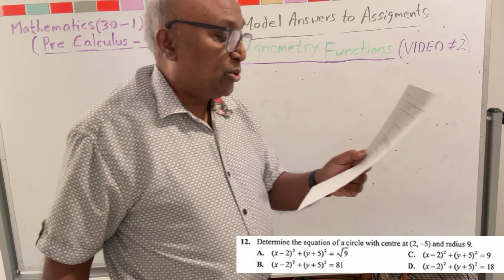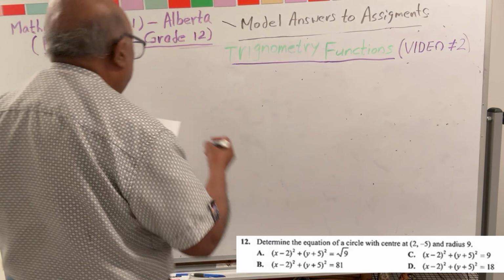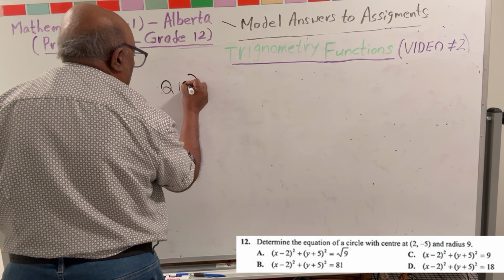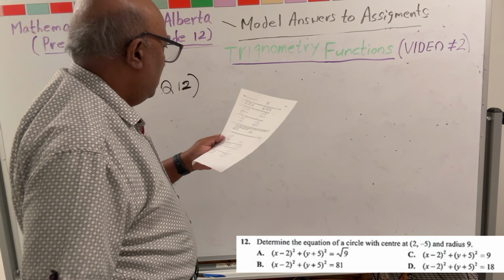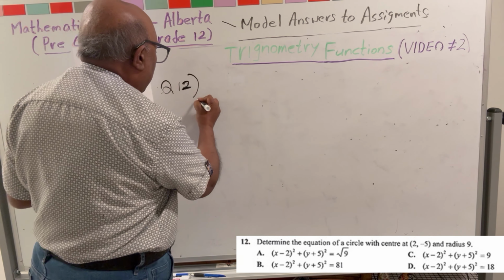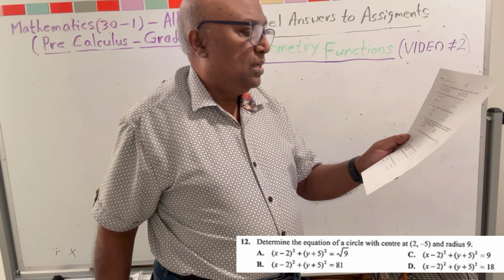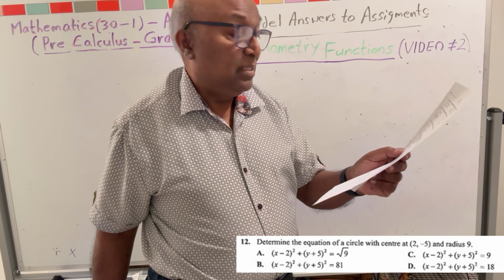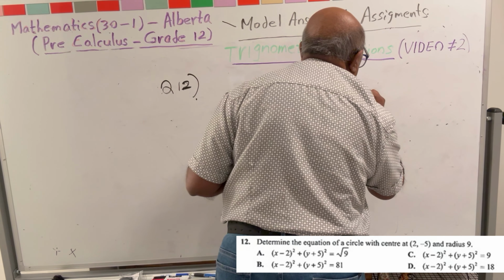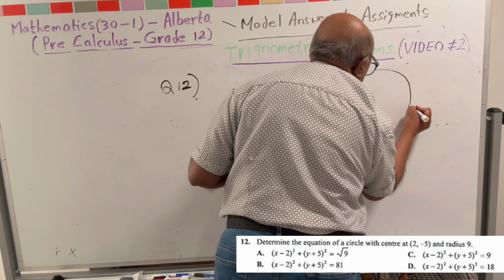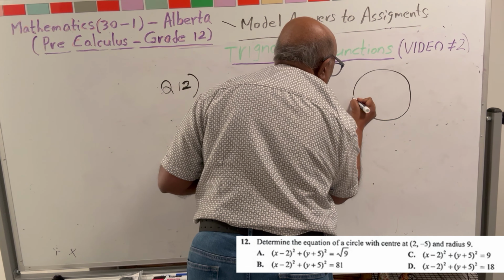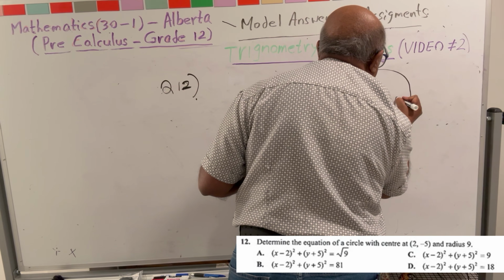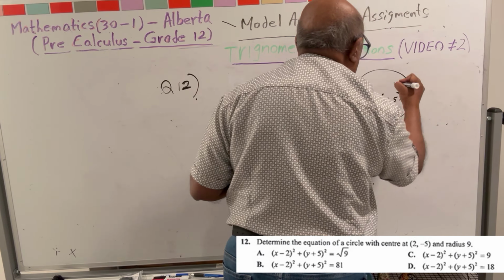Okay, let's move to the next question. Question number 12. It says, determine the equation of the circle with center at negative 2 and 5 with radius 9.